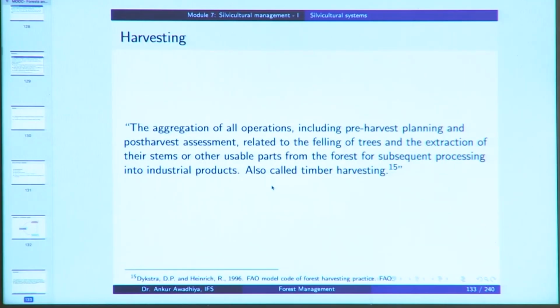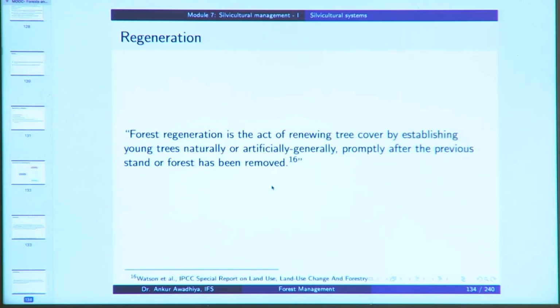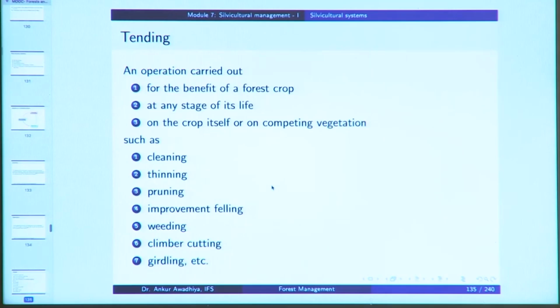Now, harvesting is the aggregation of operations including pre-harvest planning and post-harvest assessment related to the felling of trees and the extraction of their stems and other usable parts from the forest for subsequent processing into industrial products, also called timber harvesting. So, harvesting is all operations from pre-harvest planning to post-harvest assessment. Next, you have regeneration, the act of renewing tree cover by establishing young trees naturally or artificially, generally promptly after the previous stand or forest has been removed.